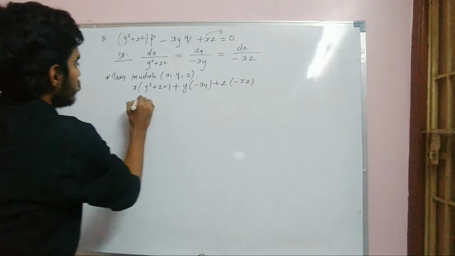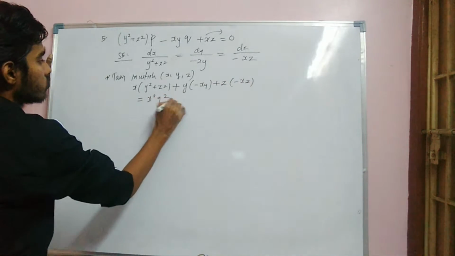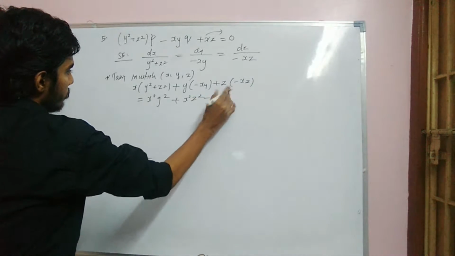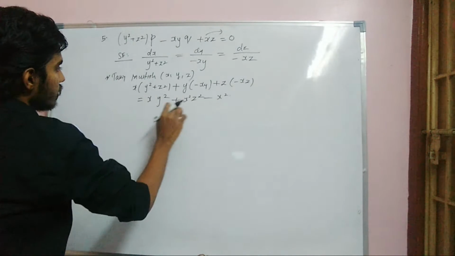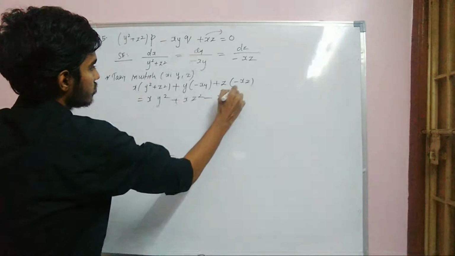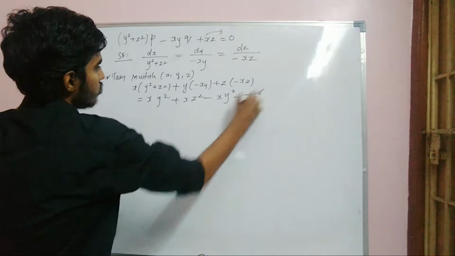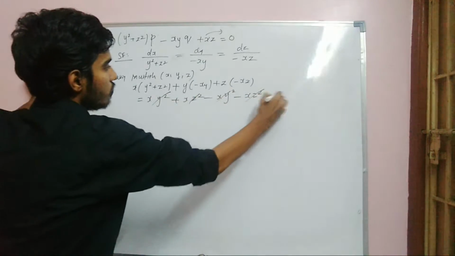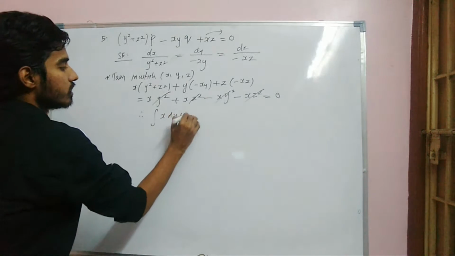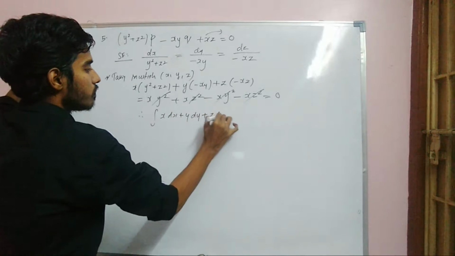So this will be equal to x y² + x z² − x y² − x z². So again all will be equal to 0. So therefore the integration of x dx + y dy + z dz.